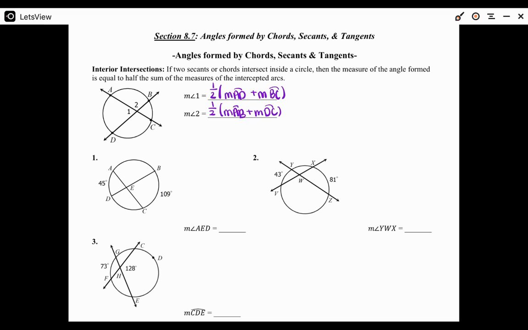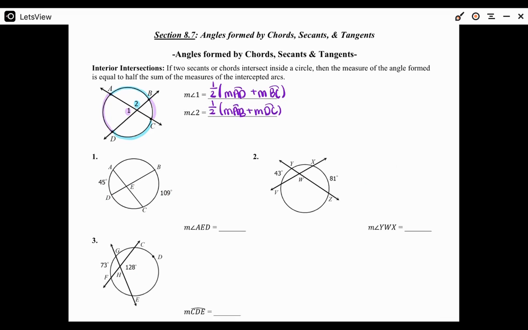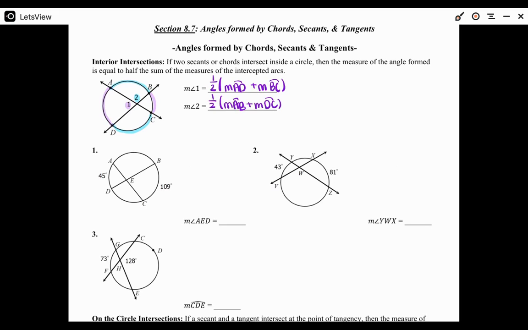So for angle 1, that is equal to the measure of arc CD plus the measure of arc AD plus the measure of arc BC. So those two arc measures, add them up, and then we're going to divide by 2. When we are trying to find angle 2, now we do the arcs across from that. So across from angle 2 is AB, and we also have CD. So we're going to take those two arc measures, add them together, divide by 2. So that is what we're going to do in numbers 1 through 3.